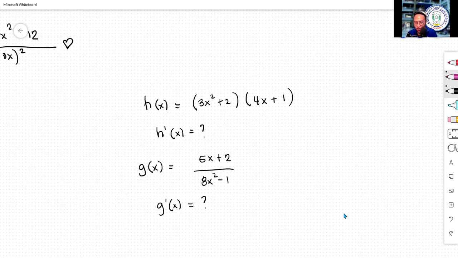So the answer should be 36x squared plus 6x plus 8. Perfect. That's a good answer. Correct. Good job. Isn't it easy? So long as you are meticulous in your algebraic manipulation, there's no problem, guys. So let's work on the second item. What's your answer?